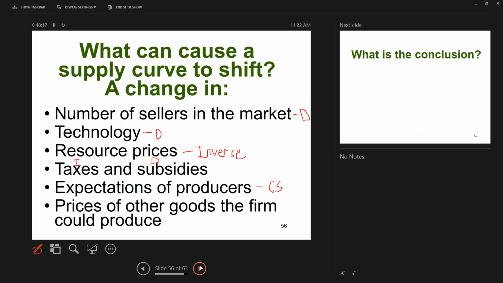The final thing we have is prices of other goods the firm can produce. Just because you have a farm or a factory or a store doesn't mean you can only produce or sell one good. Many businesses, many firms, many producers, many farms can produce more than one good. A typical example of this is farms, okay? There is an inverse relationship between the prices of other goods the firm can produce and supply. A farm could produce beef cattle or corn, let's say.